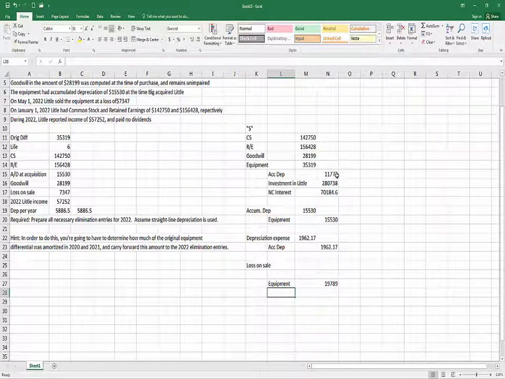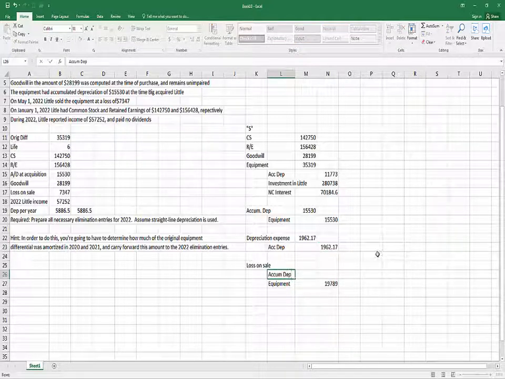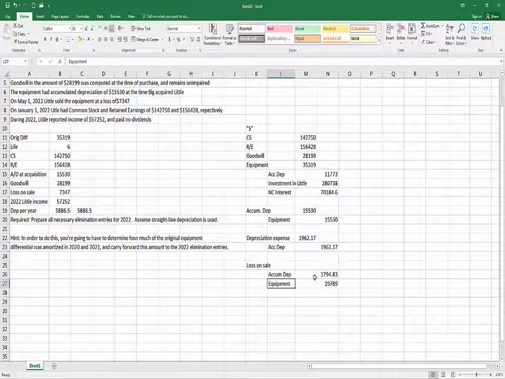Accumulated depreciation we credited for $11,773. We debited it for $15,530. We credited it again for about $2,000. And so we're going to have a slight positive debit balance when we net those things together. So what have we got? We've got that minus that minus that. And basically, these two things combined, that's the remaining unamortized differential that we're going to carry forward and now write off. And so that's going to be the adjustment to our loss on sale.